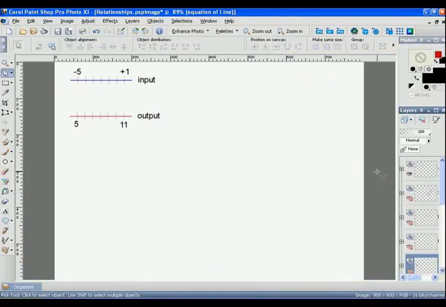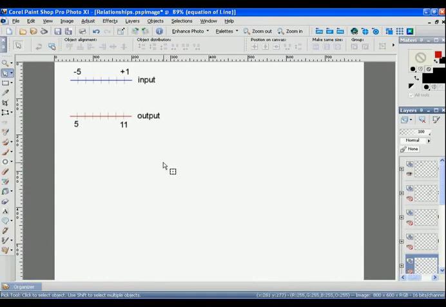Okay, let's take a look at what we have here. Let's say you have some numbers that range between -5 and +1. I'll label that as the input. And I want to take all of these numbers between -5 and +1 and map them over to some different range, let's say between 5 and 11. And that's going to be my output.